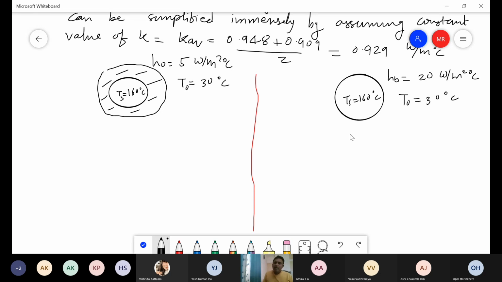Okay. Now let us look at each of these cases. This is a lagged pipe, so there is an insulation around it, and this is a bare pipe.